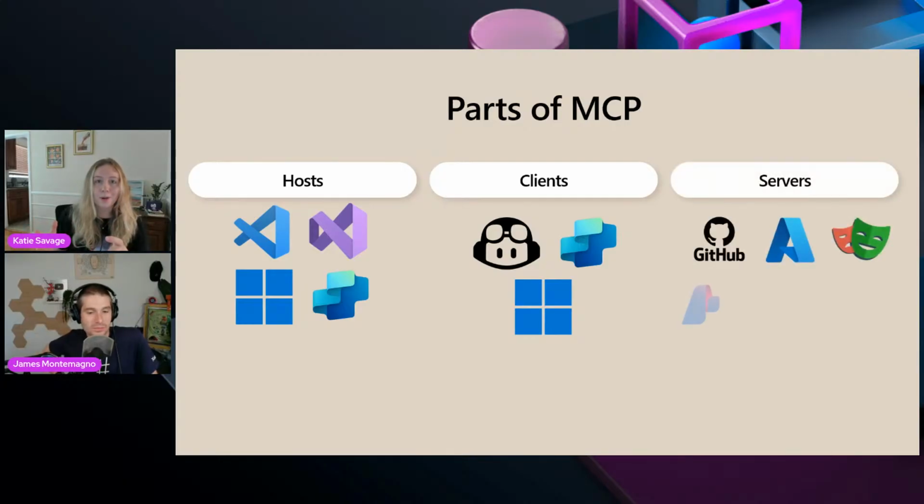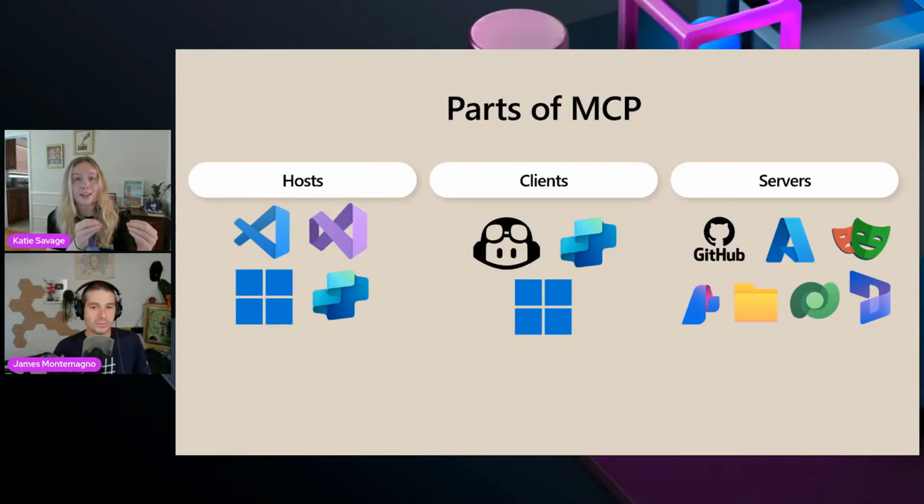Finally, and this is probably the part you may be the most familiar with, we have our servers. These are lightweight programs that can expose specific capabilities through Model Context Protocol. You can see a couple examples of servers there. There's actually a ton of them out there, and you can build your own. With the GitHub server, for example, you can see and create issues, pull requests, all that kind of stuff directly from within your VS Code environment.